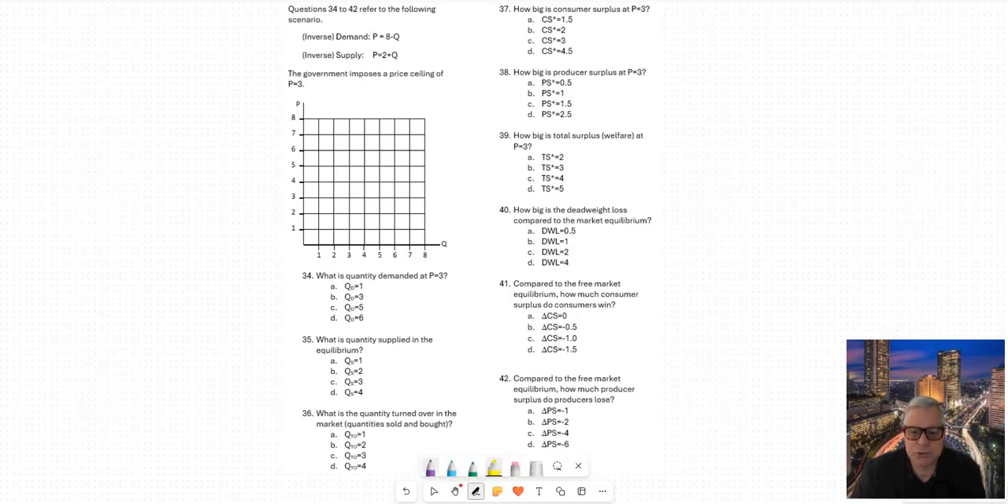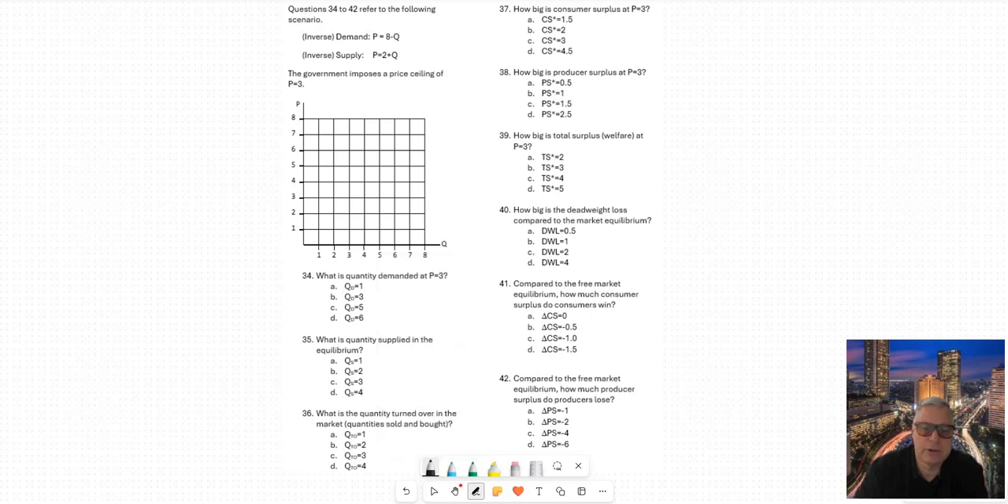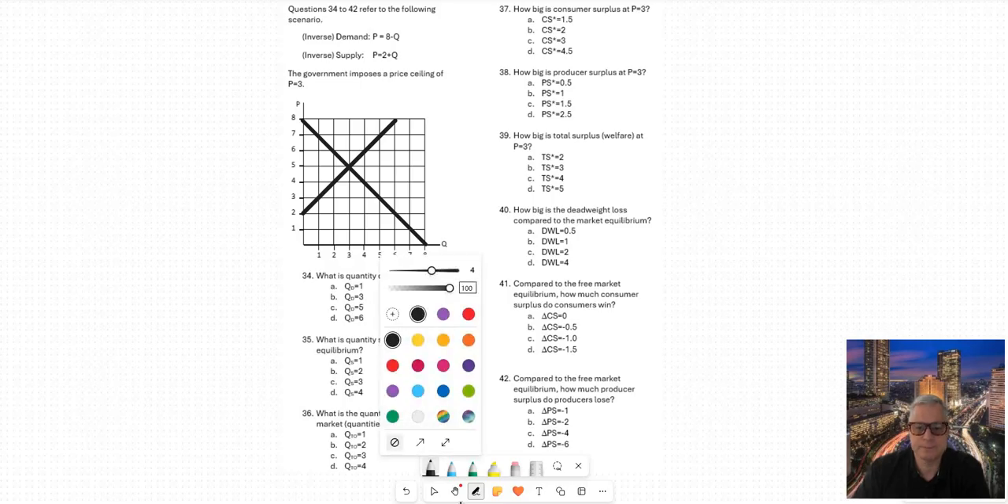So let's first draw, as always, our demand function. So that's 8 minus Q. So it starts at 8, goes down to 8. Our supply function starts at 2 and has a slope of 1. Okay, so again, the equilibrium price is 5 and the equilibrium quantity would be 3.